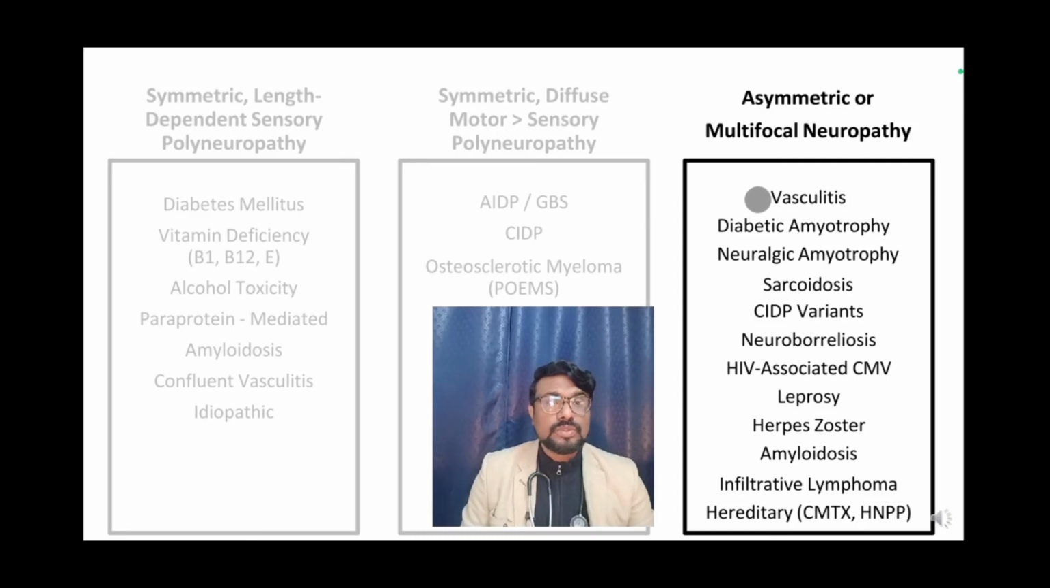These include vasculitic neuropathies, diabetic amyotrophy, neuralgic amyotrophy, sarcoidosis, CIDP variants, neuroborreliosis, HIV associated CMV, leprosy, herpes zoster infections, amyloidosis, infiltrative lymphoma, or hereditary neuropathies with liability to pressure palsy. These all can lead to asymmetric or multifocal neuropathies.